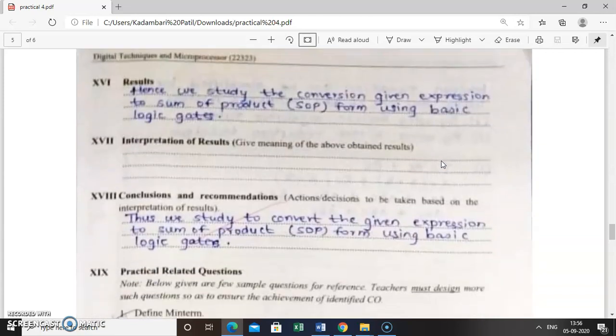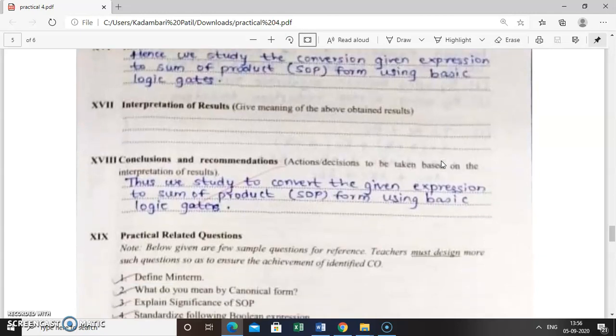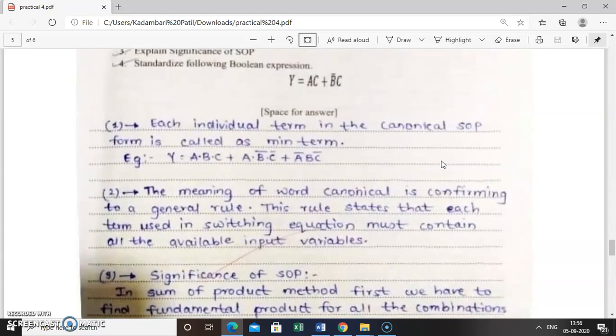Hence we study the SOP expression, the sum of products, using the basic logic gates. So we can see what the min term is, as we have seen in the theory. Each individual term in the SOP form is called a min term. This is an example of a min term. So we have to add them. For min term representation, we use the small m and the summation.